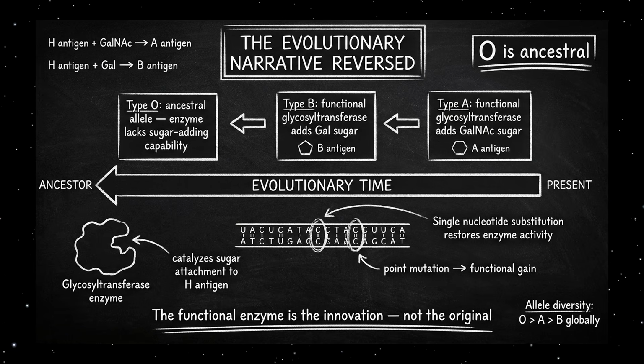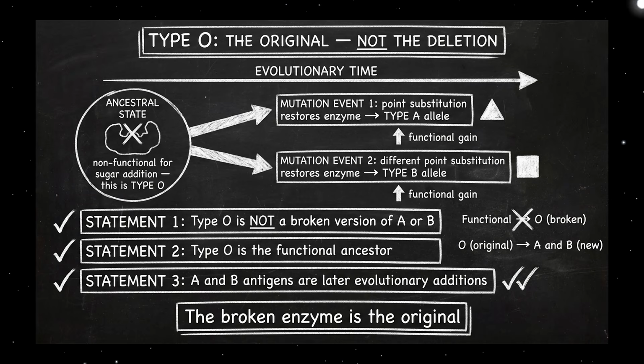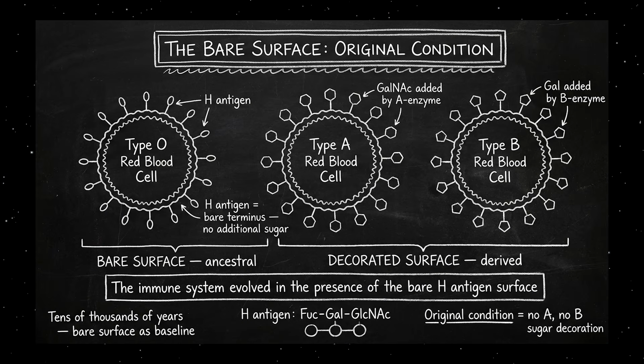The evolutionary narrative reversed. The functional enzyme is the innovation. The broken enzyme is the original. Type O was not a deletion from a functional ancestor. Type O is the functional ancestor. The enzyme that builds A and B antigens is the later addition. The bare surface is the original condition the human immune system evolved under.